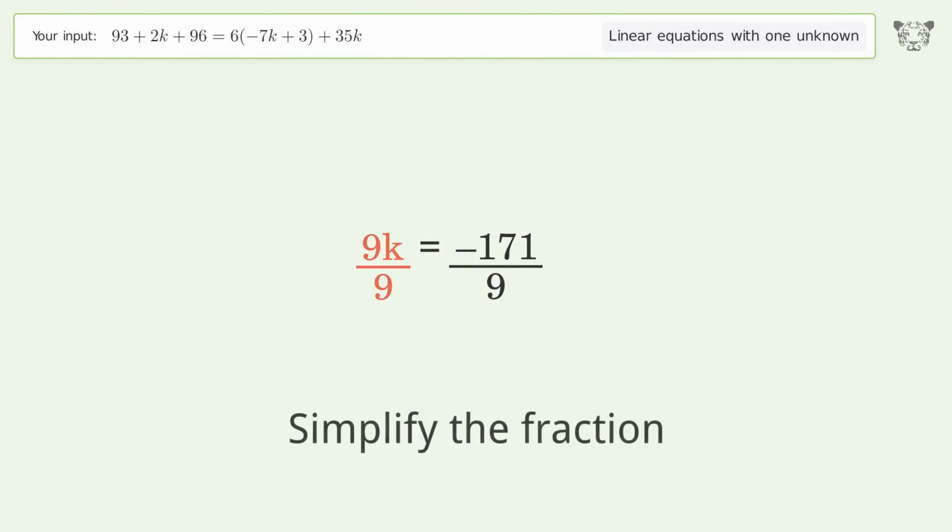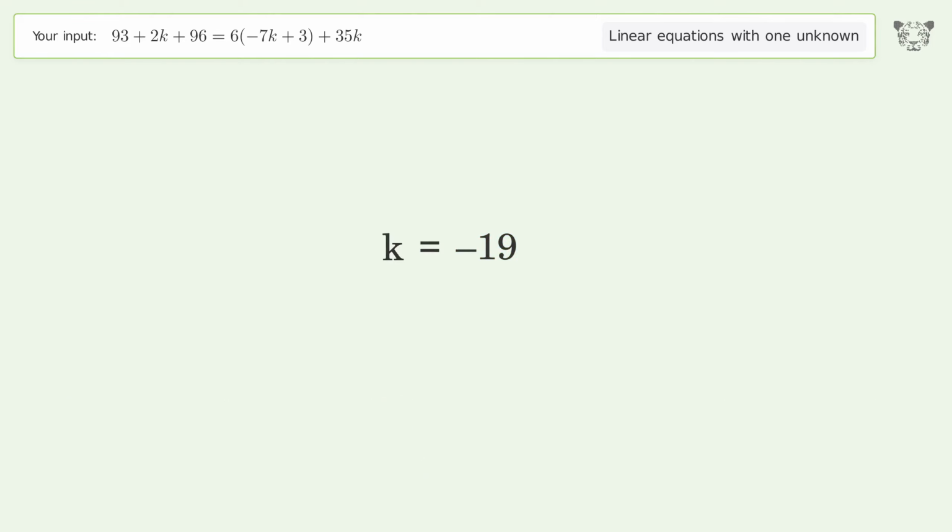Simplify the fraction. Find the greatest common factor of the numerator and denominator. Factor out and cancel the greatest common factor. And so the final result is k equals -19.